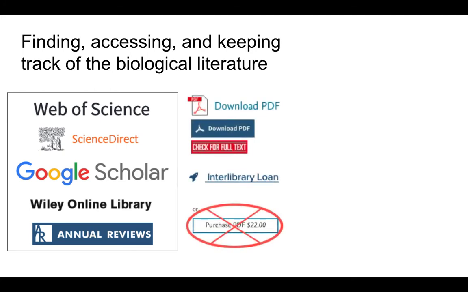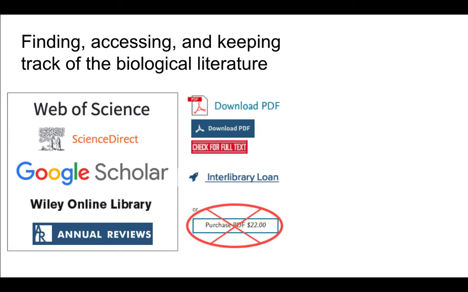So as you're exploring these databases and you find particular articles that look interesting, you'll often see these download PDF buttons or check for full text buttons, and these are the links that you can use to get to the actual article. Sometimes, particularly if you're working off campus, you may be asked by the publisher to purchase an article for like $22 or something like that.